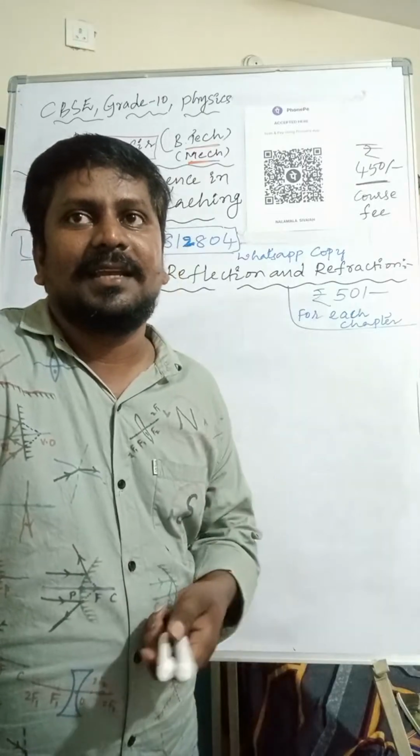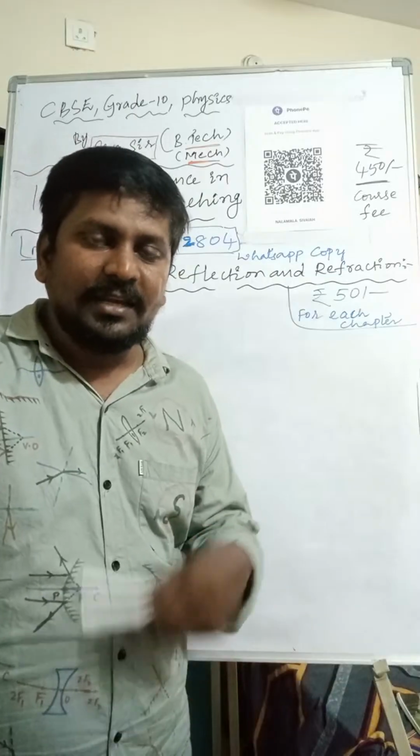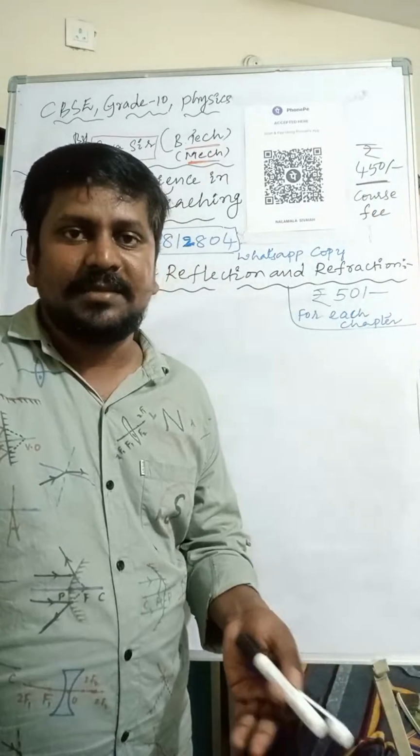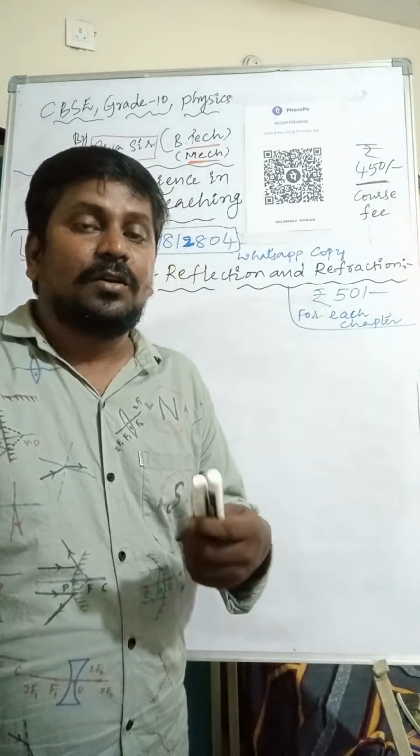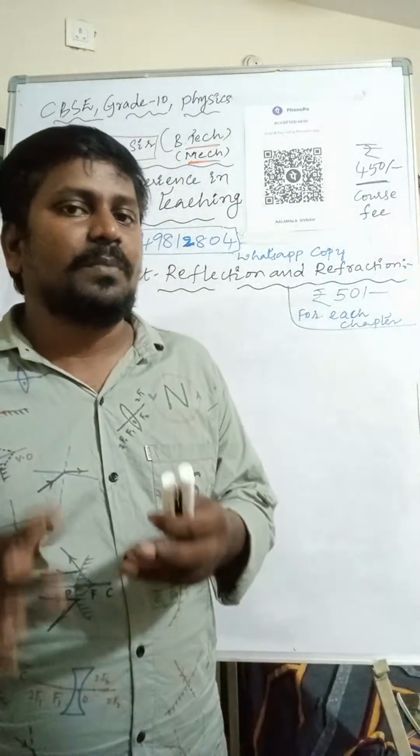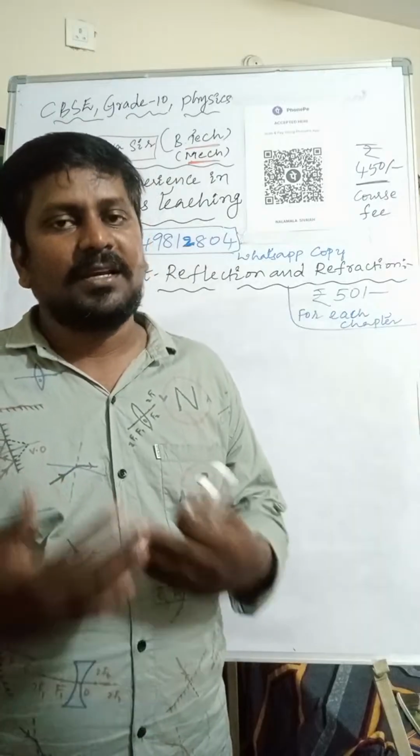So I'm considering a concave mirror. First of all, I will explain the concave mirror, then I will go to the convex. After that, image formation by concave mirror and image formation by convex mirror. So see, you have to practice ray rules. If you practice, you'll get it. Many times you have to practice.